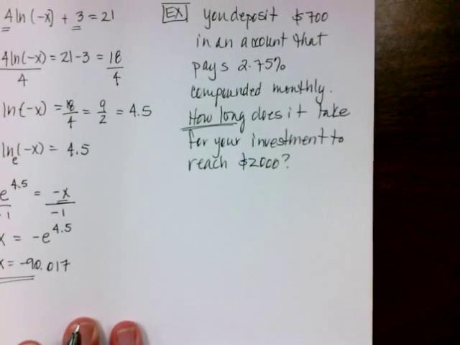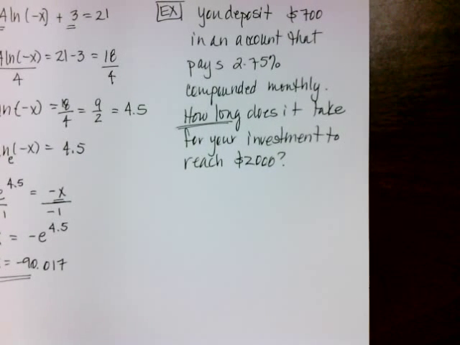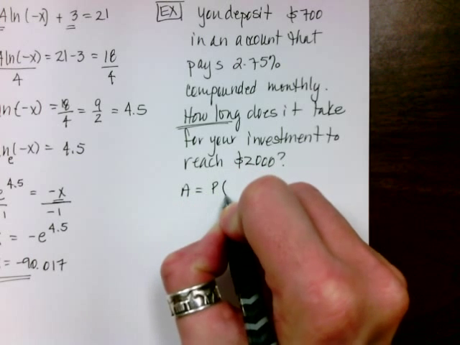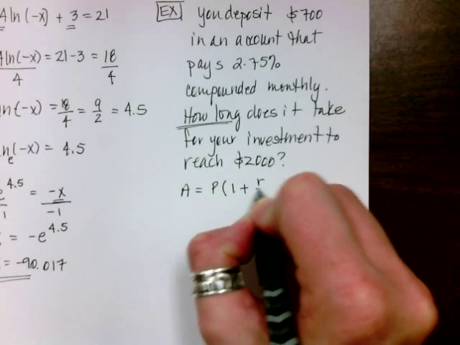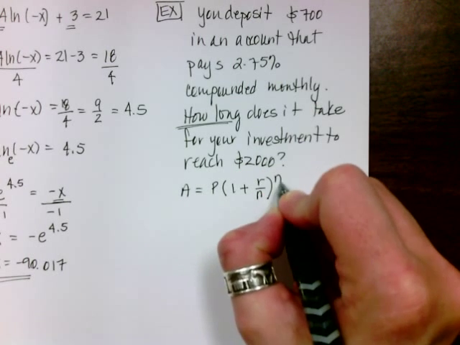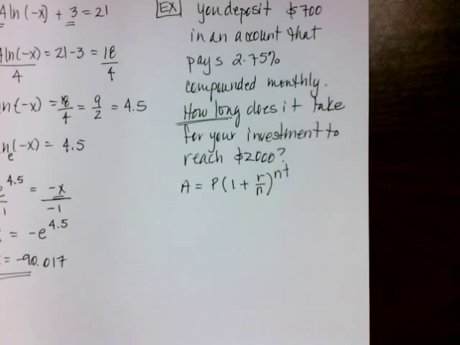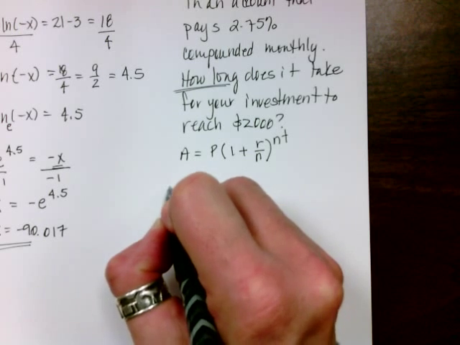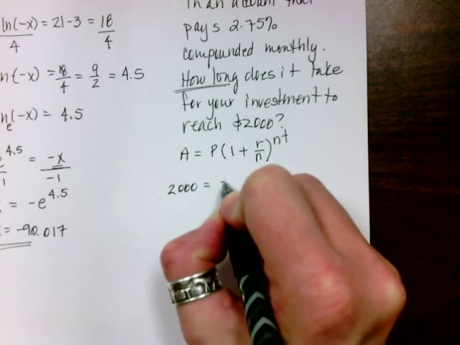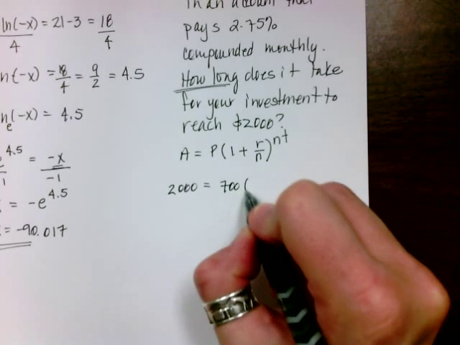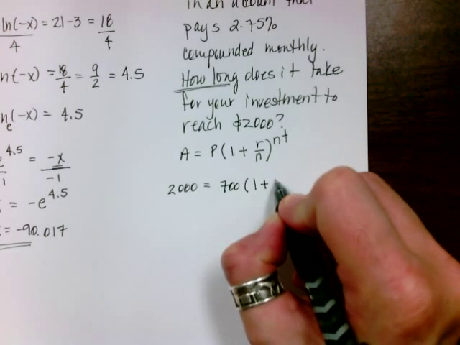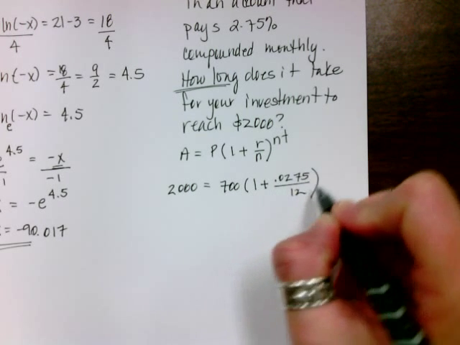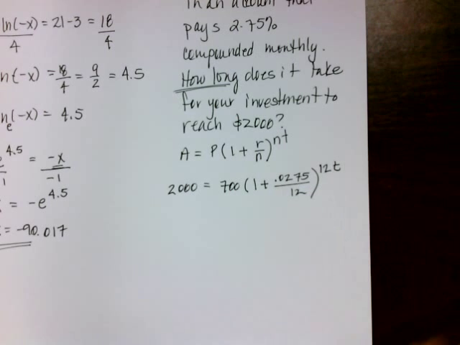And if you'll remember the formula, that means time is in the exponent position. All right, so first I'm going to just write down the formula so we remember. The amount in the bank is equal to the principal times 1 plus the rate divided by the compounding periods raised to the compounding periods times time. All right, so this says I want my total investment to reach $2,000. I deposited $700. Here's my 1. My interest rate is 0.0275. I'm going to compound monthly, and I'm going to raise that to the 12 times t.